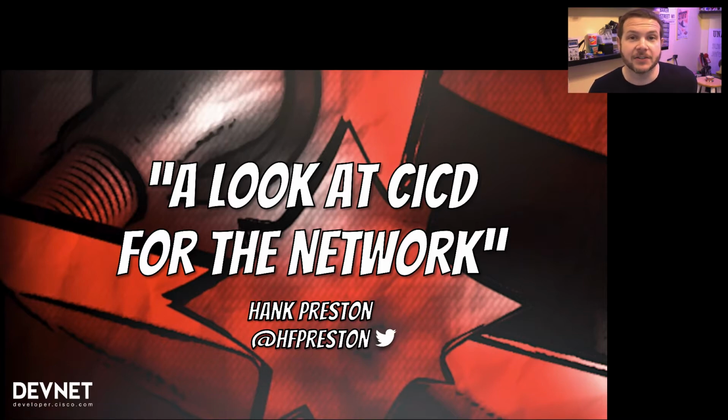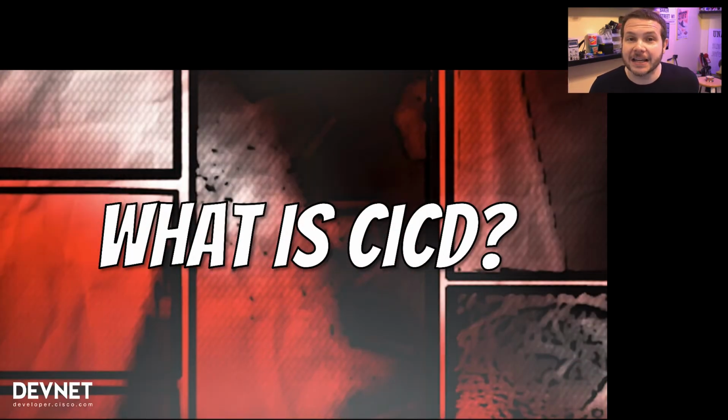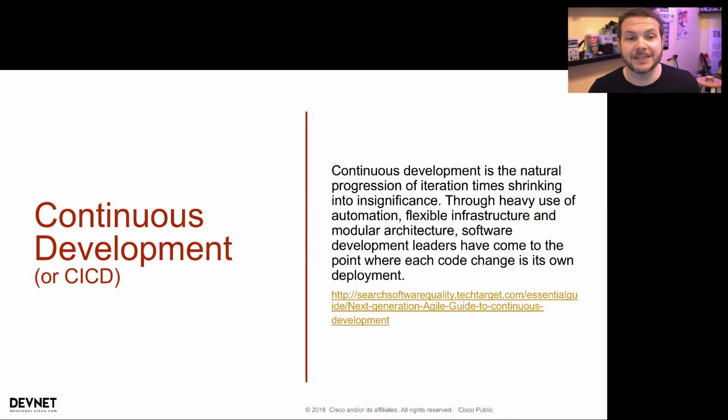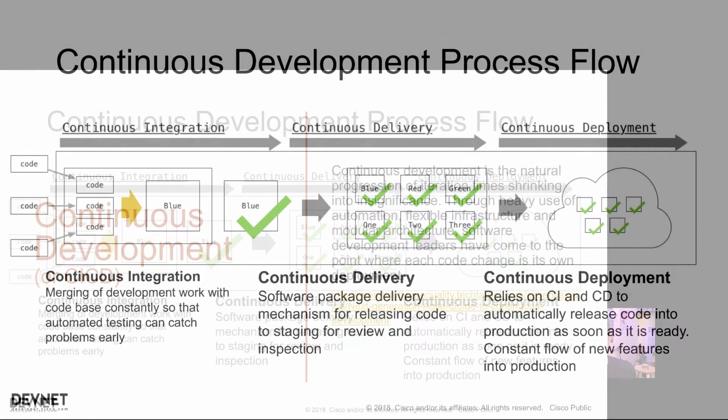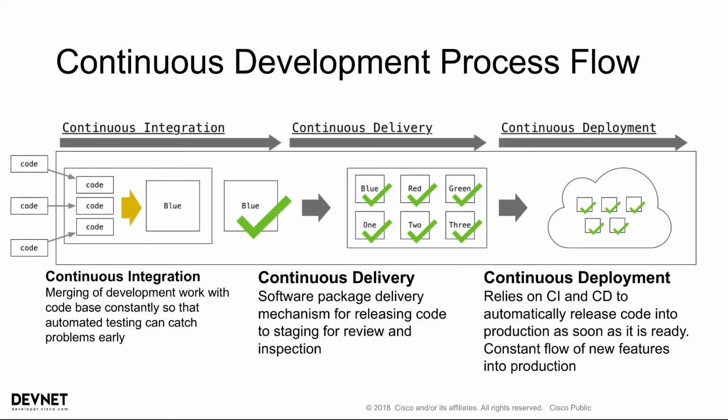Now you may be asking yourself, what exactly is CICD? Well, CICD is an acronym that represents continuous development. And continuous development is an element of the DevOps process for software development, where the goal is to take away all of the manual interaction steps necessary to take code that developers wrote and make it available for use, and replace that with automation. The process of continuous development looks like this.